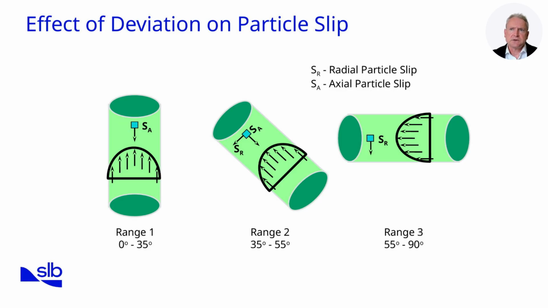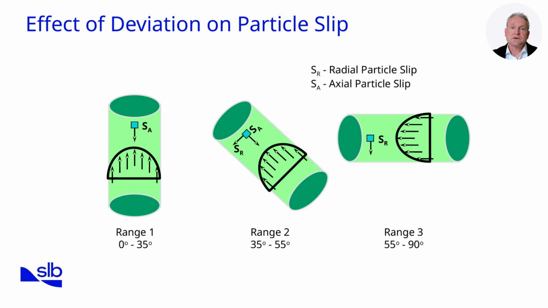In the second image, range 2 represents 35 degrees to 55 degrees deviation. At this intermediate angle, slip becomes a mix of axial and radial. Cuttings begin to migrate toward the low side of the borehole. This is the most critical range because cuttings beds form rapidly, while annular flow is not yet fully effective in resuspending them. Hole cleaning difficulties are greatest here.